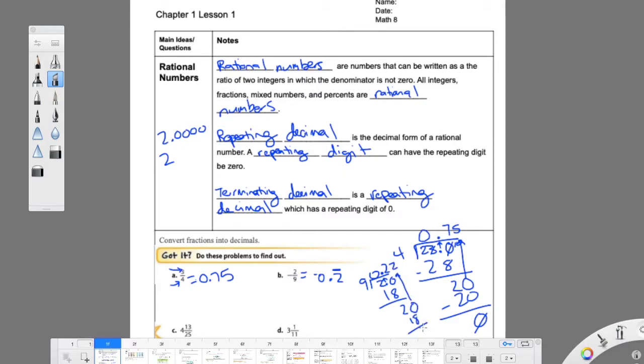So if you notice, it's going to keep doing that. I'm always going to end up with 2, and then I've had a 0, and the closest I can get is 18. Every single time, it's going to keep repeating that same pattern over and over again. So once you notice that this is repeating, you stop and go, okay, I'm just going to put my line over that number that's repeating there.